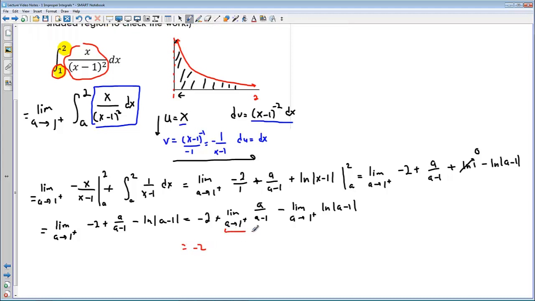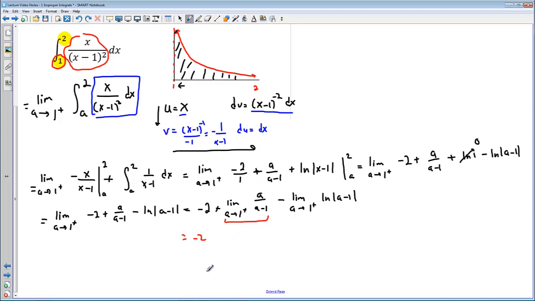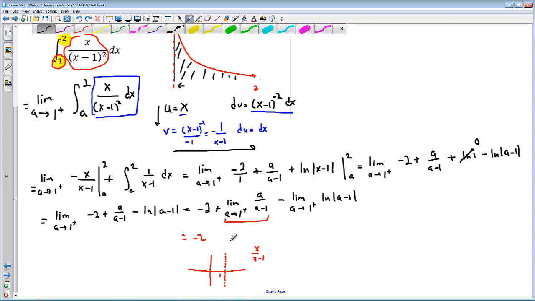That's fine. But this thing here, so think about what's happening. Think about this function, a over a minus 1. If you look at the function x over x minus 1, you have a vertical asymptote here at positive 1. On the right-hand side, and you can graph this on your calculator if you want, it's going to look something kind of like this. And on the left-hand side, it's actually going to go down like this. So it matters which side you approach this from.